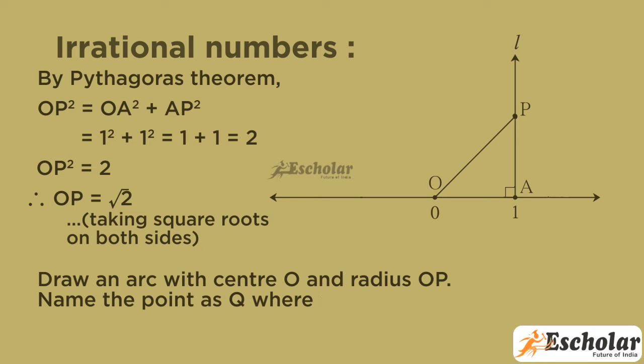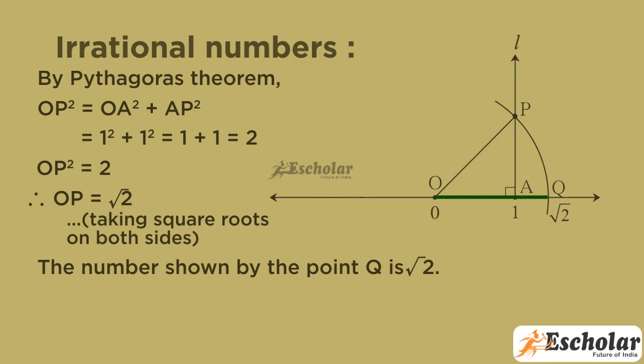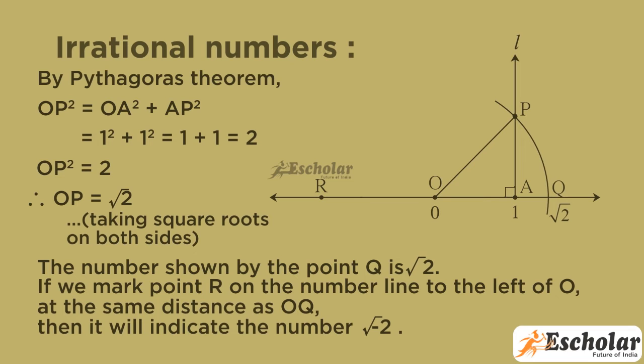Now, draw an arc with center O and radius OP. Name the point where the arc intersects the number line as Q. Obviously, distance OQ is root 2. That is, the number shown by the point Q is root 2. If we mark point R on the number line to the left of O at the same distance as OQ, then it will indicate the number minus root 2.